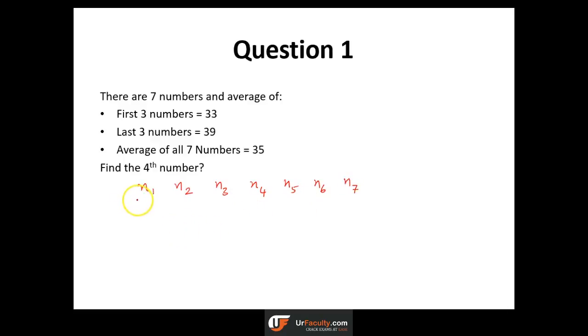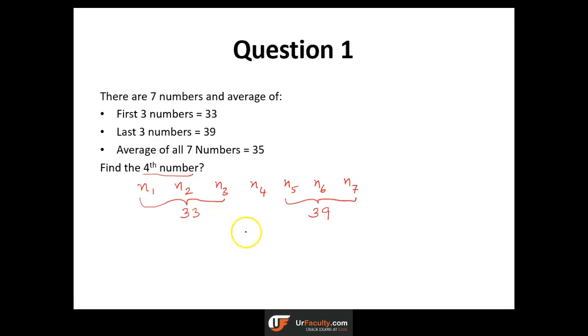What are we given here? The average of the first 3 numbers is equal to 33, and that of the last 3 numbers is equal to 39. So what do we get here? We need to find out the 4th number. Okay, so let's try to apply our deviation technique here.